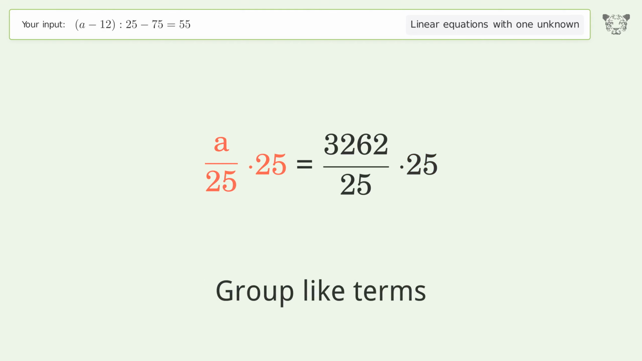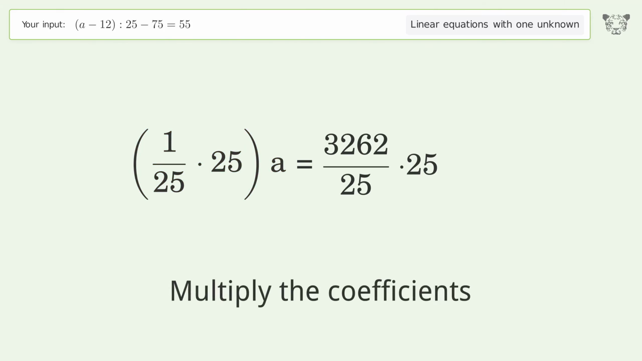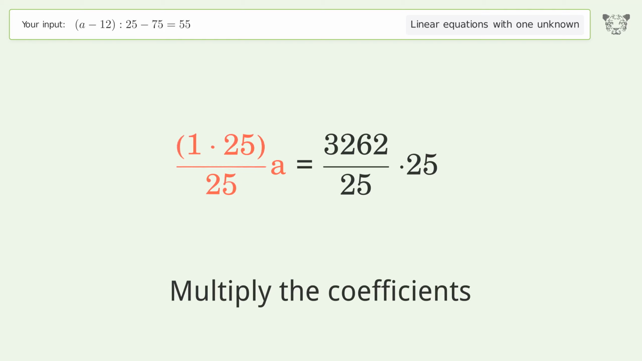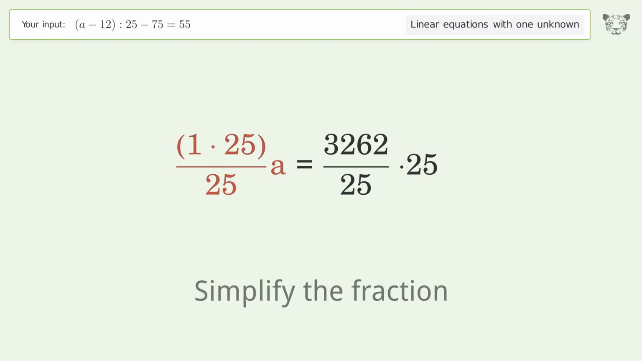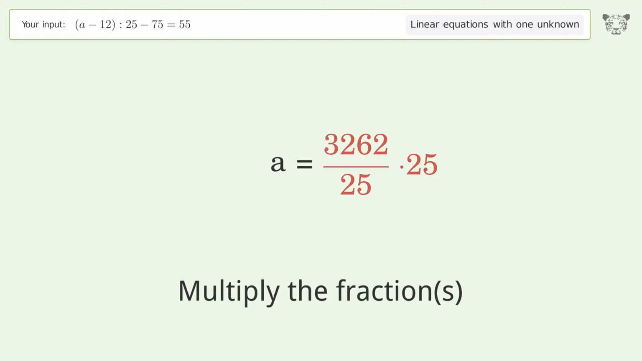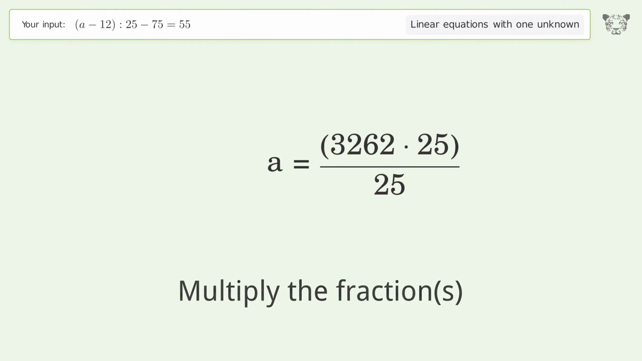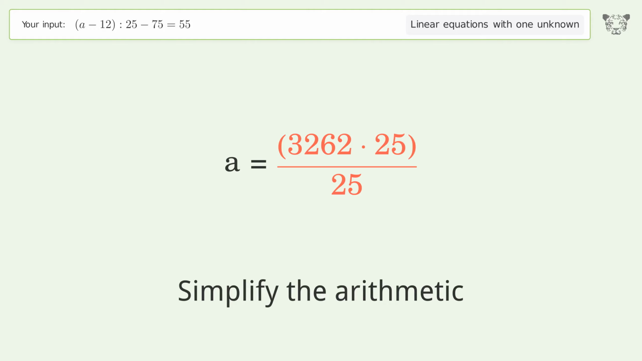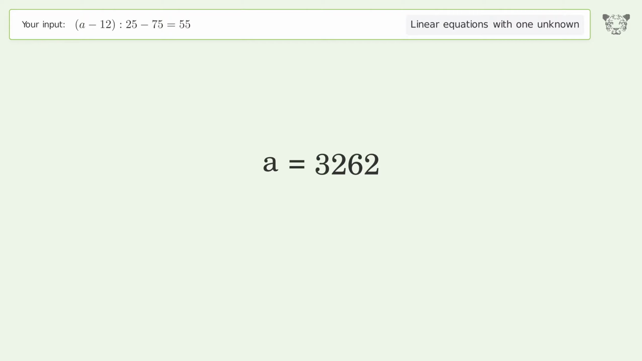Group like terms. Multiply the coefficients. Simplify the fraction. Multiply the fractions. Simplify the arithmetic. And so the final result is a equals 3262.